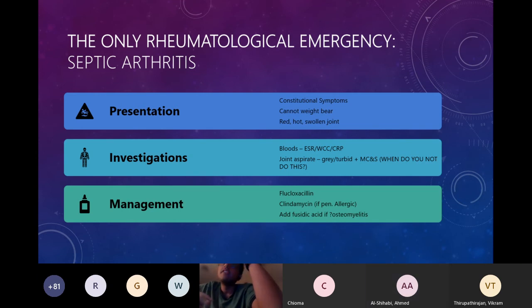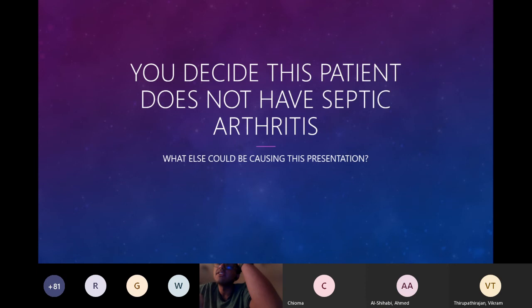Fine. You've ascertained that this is not septic arthritis. Time to pick on another person. Izzy, unmute yourself. Izzy. Yep. What else could be causing this?